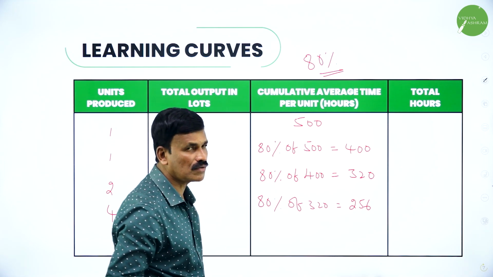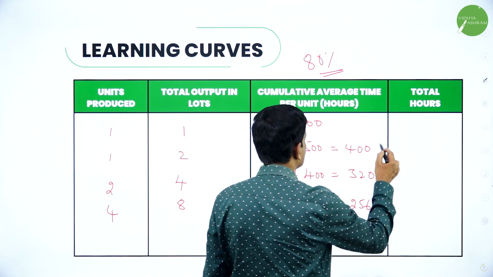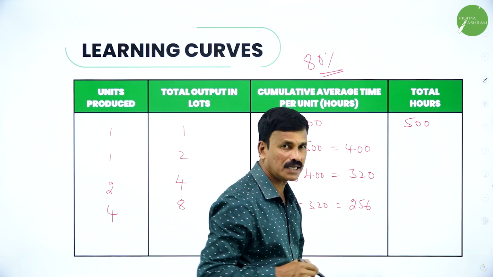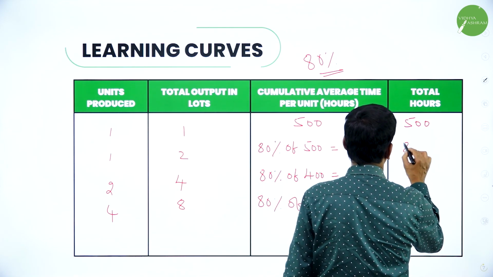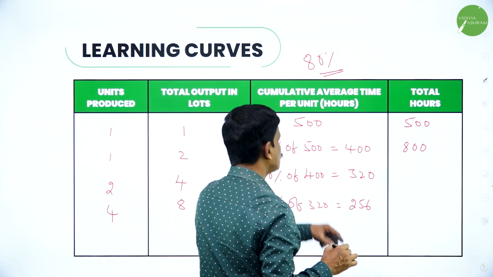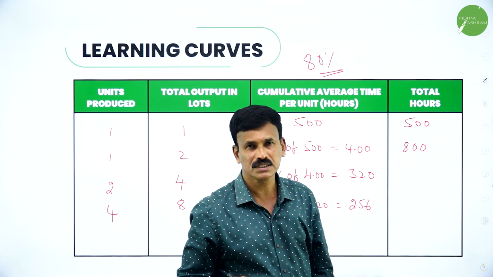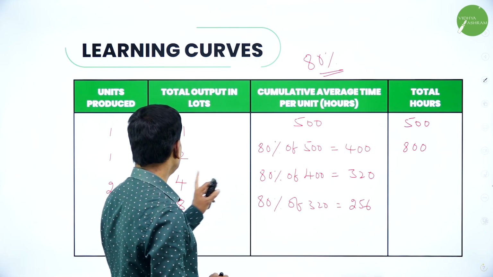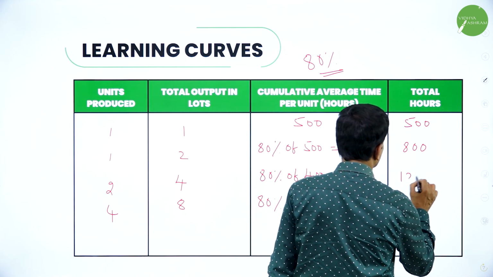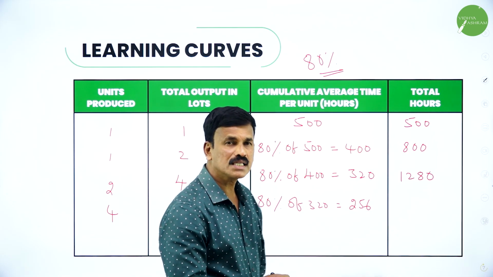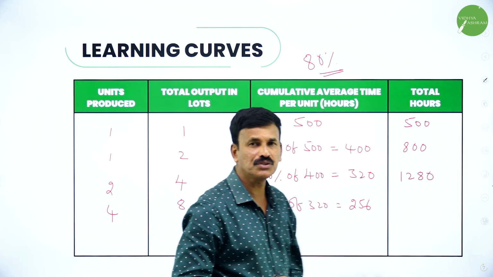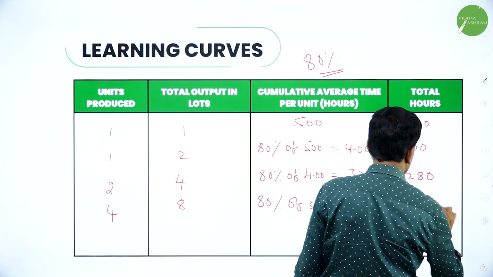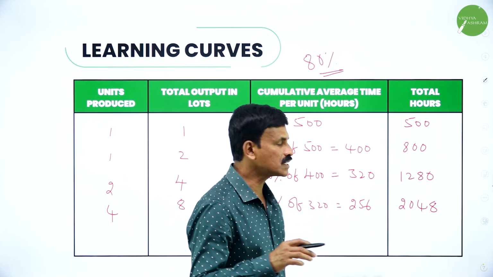Now calculate the total hours. So what is the total hours here? This is 500 as usual. 1 into 500 is 500. 2 into 400 is 800. Again next 4 into 320, and then 8 into 256. Substitute. That's it. So 320 into 4 is 1280. Right. Next 8 into 256 is equal to 2048. Okay.